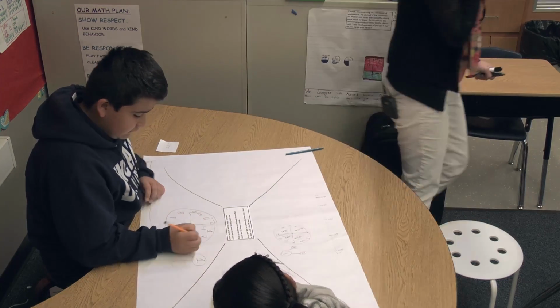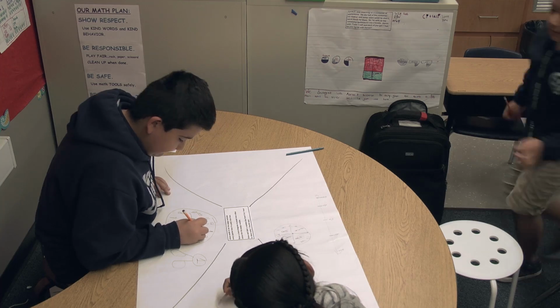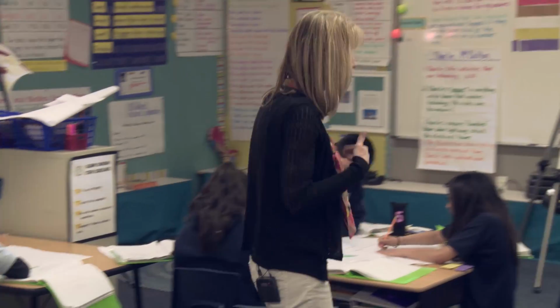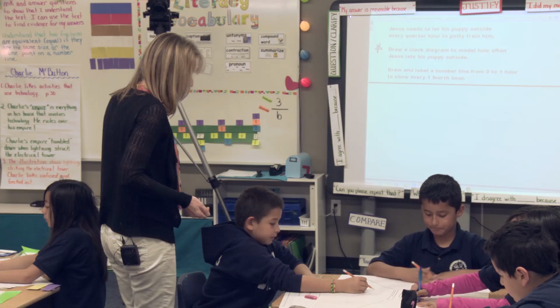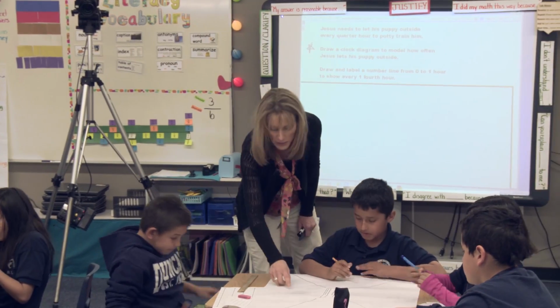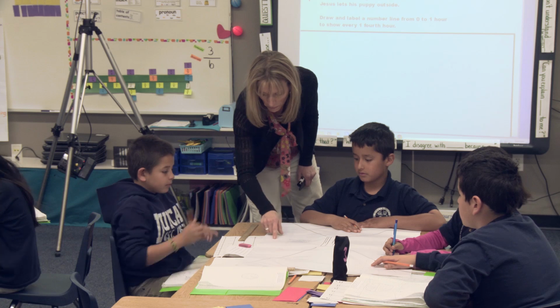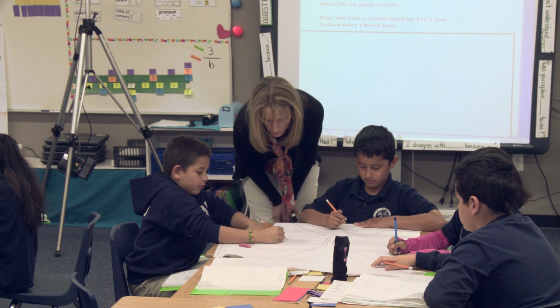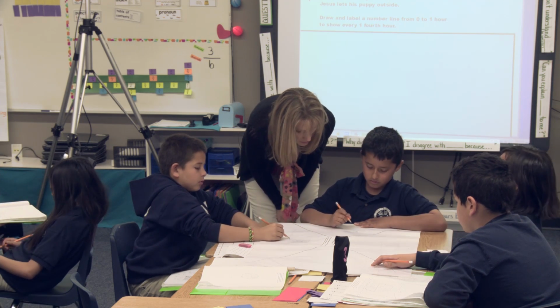Nice number bond. Okay, I see some nice number bonds as well. If you're finished, you can add a number bond to your window. 5 times. What is this? What is this part right here? What are each of these parts? Okay, so 1/4. Can you label those?